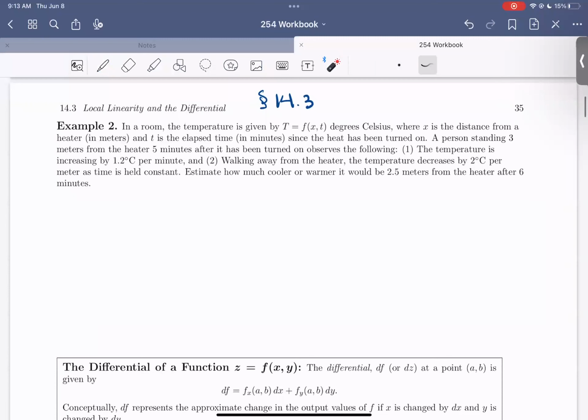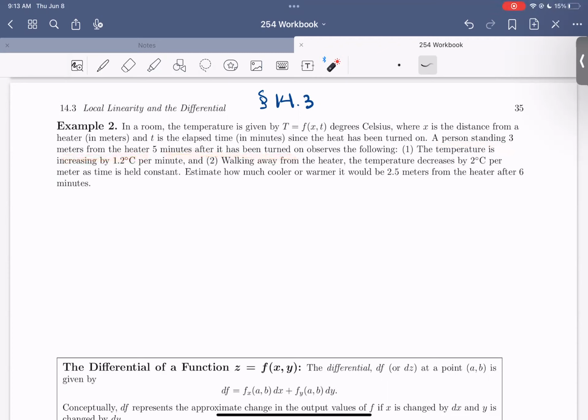So here we're told that in a room, the temperature is given by T equals F of x, t in degrees Celsius, where x is the distance away from a heater in meters, and t is the elapsed time in minutes since the heater has been turned on. So now we're told that a person is standing 3 meters from the heater 5 minutes after it has been turned on.